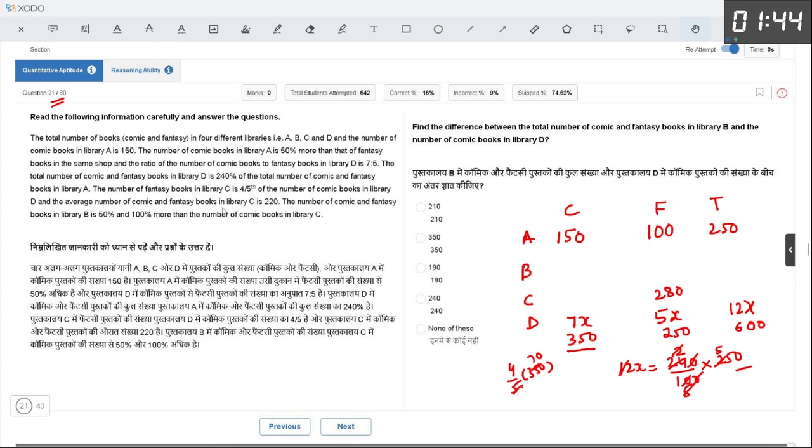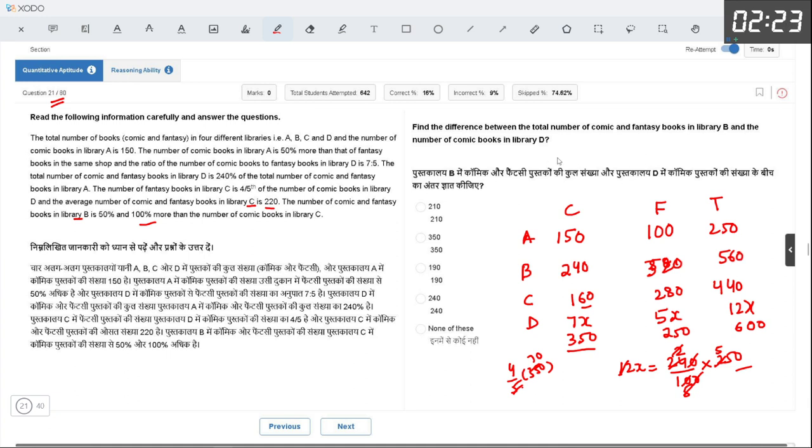And the average number of comics books and fantasy books in library C is 220. Average is 220 means double, 440. So remaining will be 160. The number of comics books in library B is 50% more than the comics books. 50% more is 160 plus half of 160, 80, that means 240. Fantasy books are 100% more, 100% more means 280 plus 280 is 560. That means 560 total books, right?